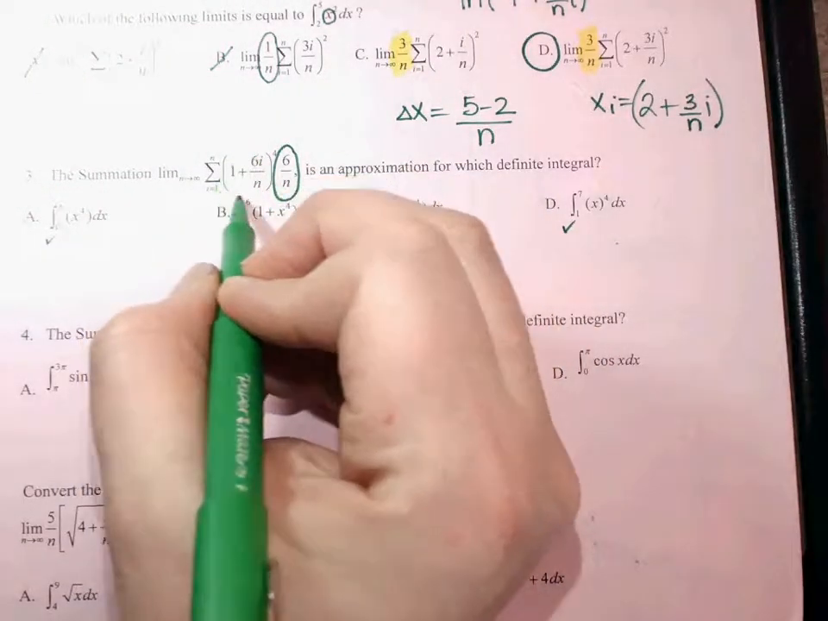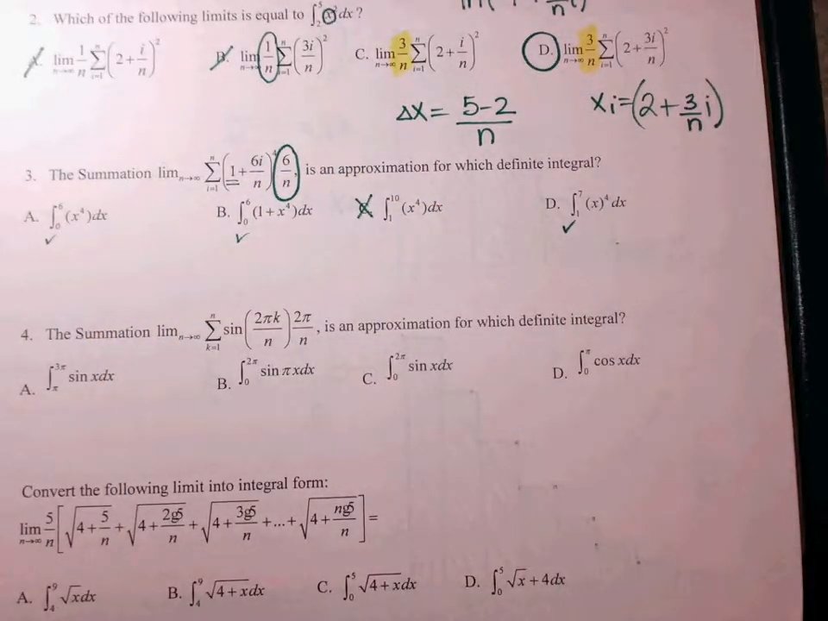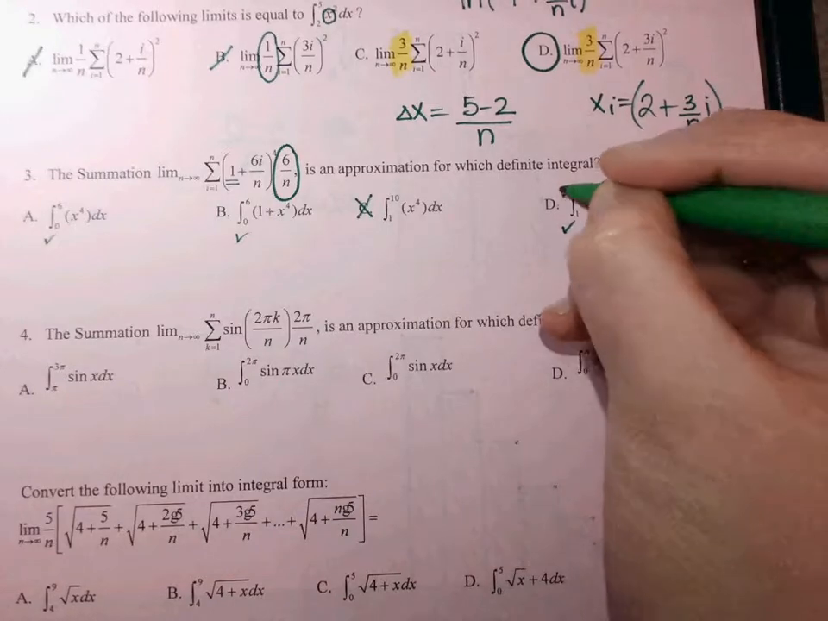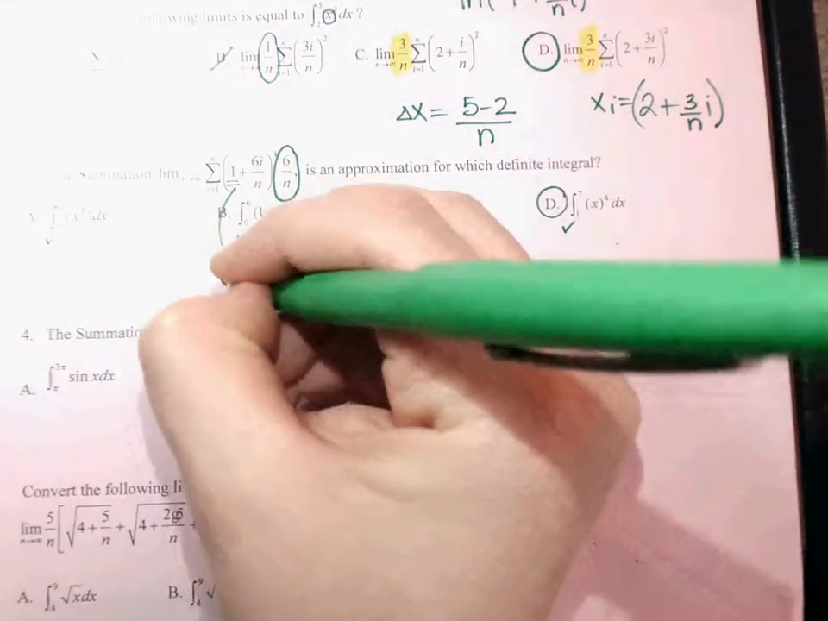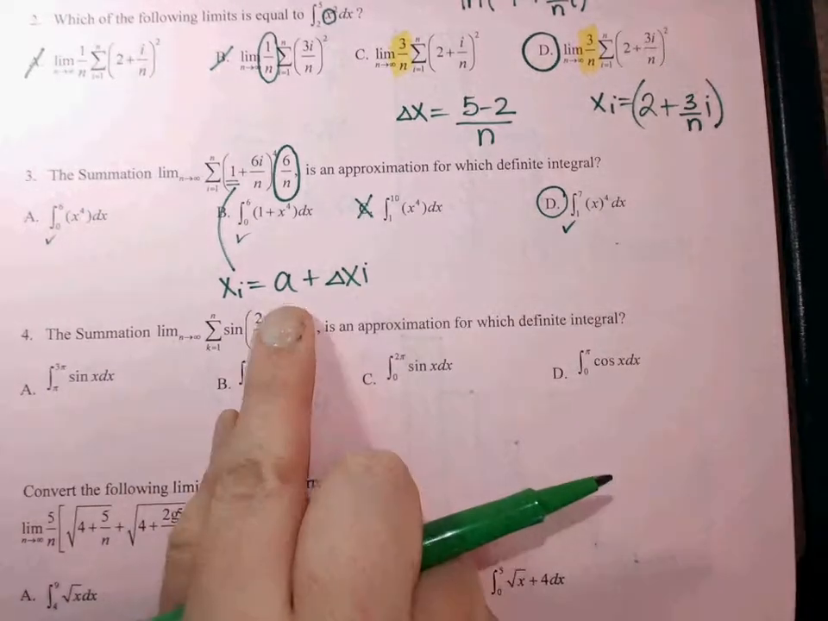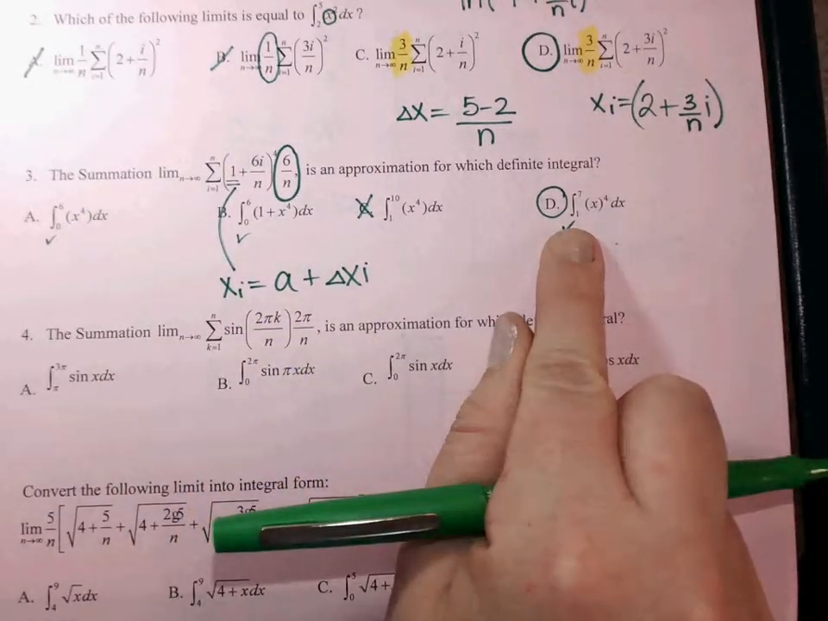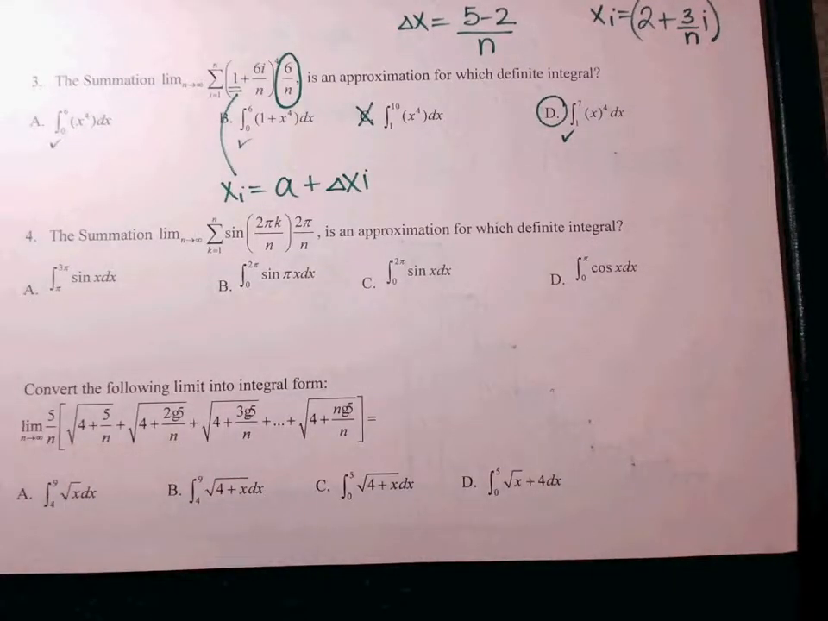Next question, where did they start integrating from on the x sub i? Look at this chunk right here. They started integrating at 1. So which one would I have to pick? D. Because your x sub i, remember, is a plus delta x i. So if my a is a 1, I need to make sure that bottom limit matches.